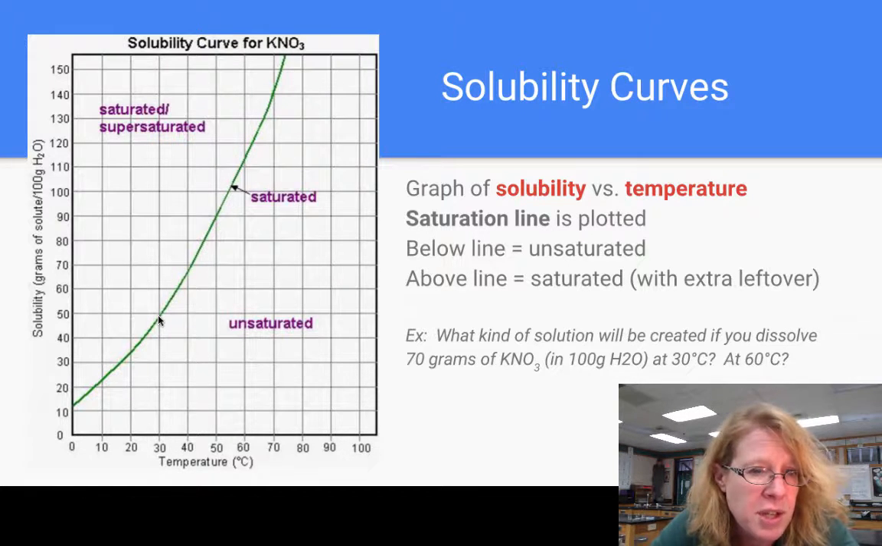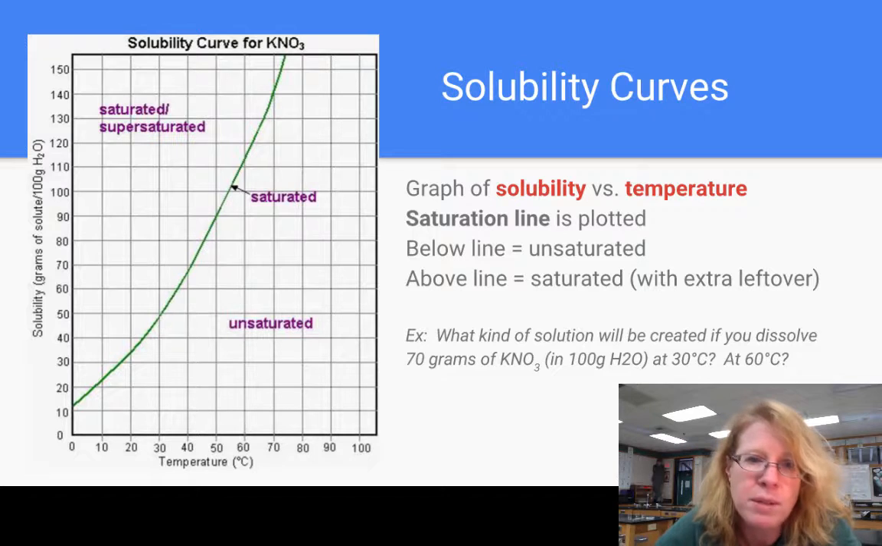Looking at the saturation line, it's just under 50 grams that can be held. So right at this spot, at 30 degrees C, I can hold just under 50 grams. What's going to happen if I try to put in 70 grams? If this is the saturation line and I'm trying to put this much in here, the amount above the line would all fall to the bottom. So about 20 grams would fall to the bottom. It could hold about 50 and the other 20 would simply sink.